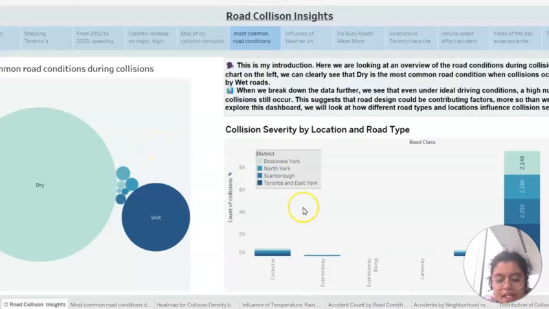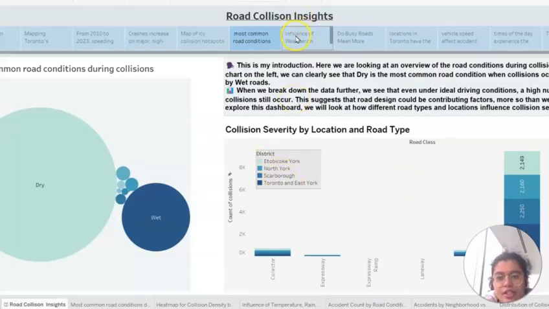On the right-hand side, we see that major arterial roads have the most collisions. These high-speed and high-traffic roads seem to carry the greater risk. Seeing this, road type can play a major role in crash frequency and severity. Here we have the four districts in Toronto.